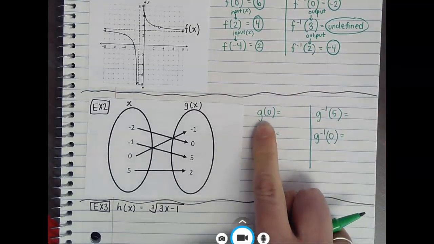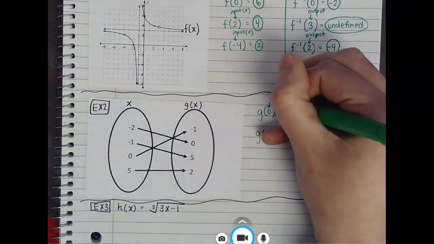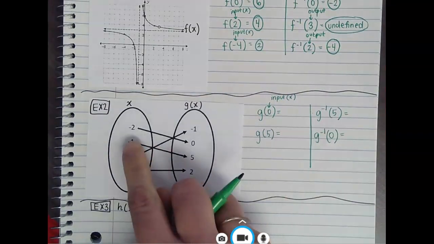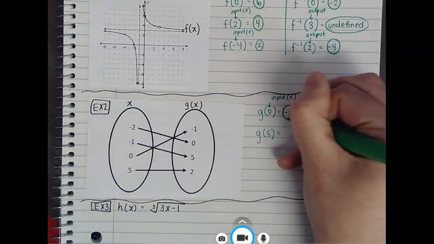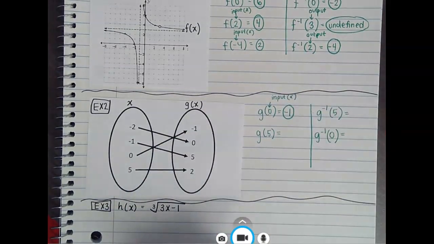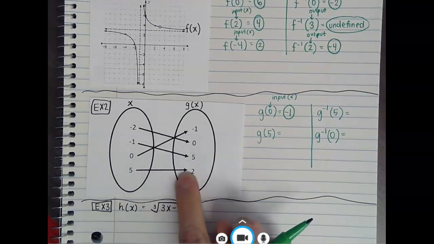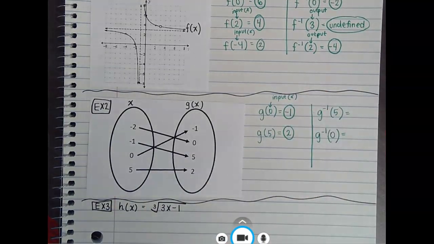So I'm going to start with g of 0. This is g's function. So 0 is my input, or my x value, corresponds to negative 1 as the output. So g of 0 is negative 1. Similarly, g of 5, 5 is my input, corresponds to 2 as an output. So g of 5 equals 2.